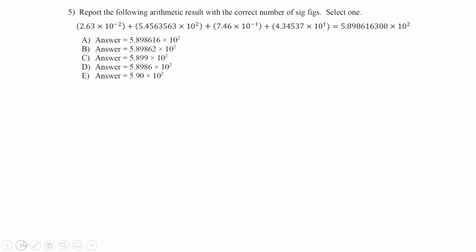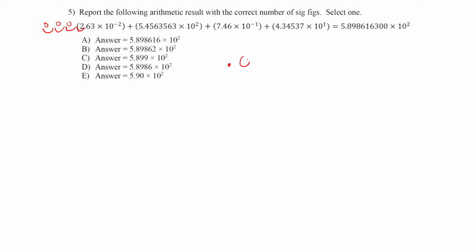Okay, report the following arithmetic with the correct number of sig figs. So notice everything is in 10 to the second power. So we're just going to take all of these numbers and bring them to 10 to the second power and then add them together. So if I want this to be in 10 to the second power, I'll move the decimal place over 1. That's 10 to the first power. 10 to the 0th power, right? 10 to the first power, 10 to the second power.